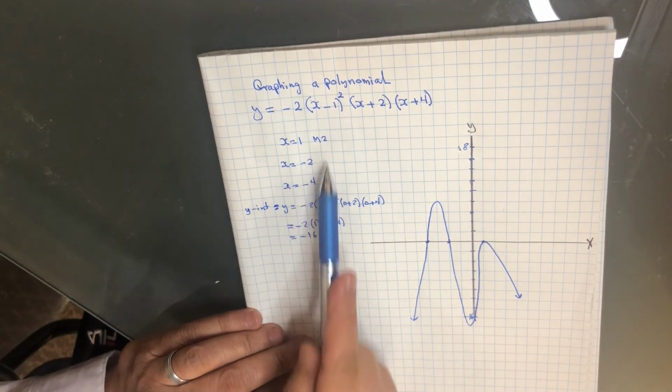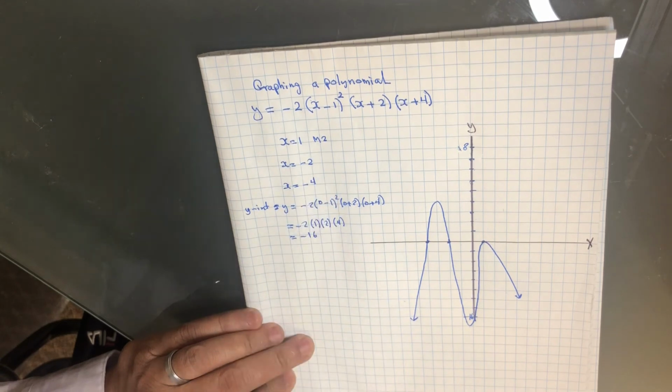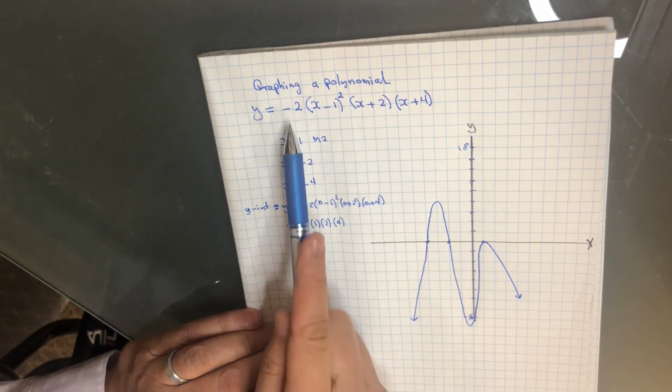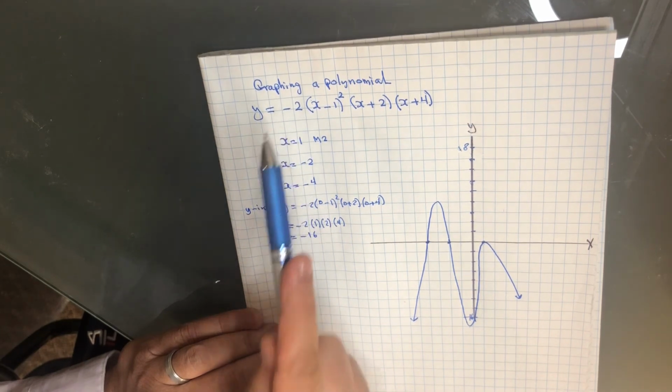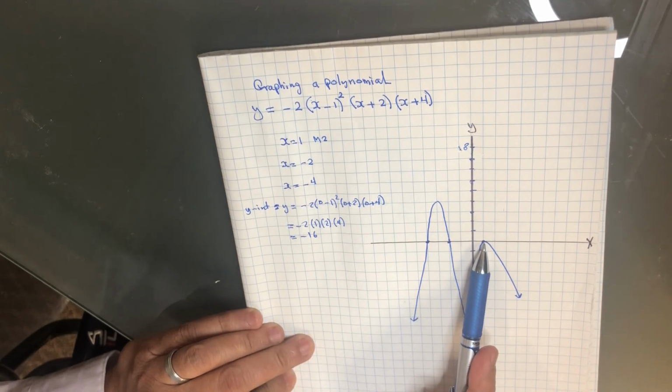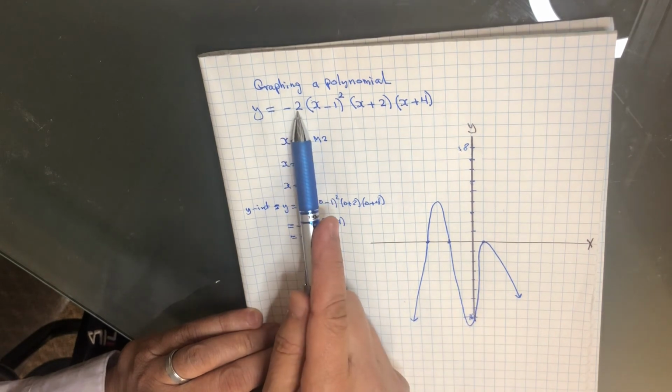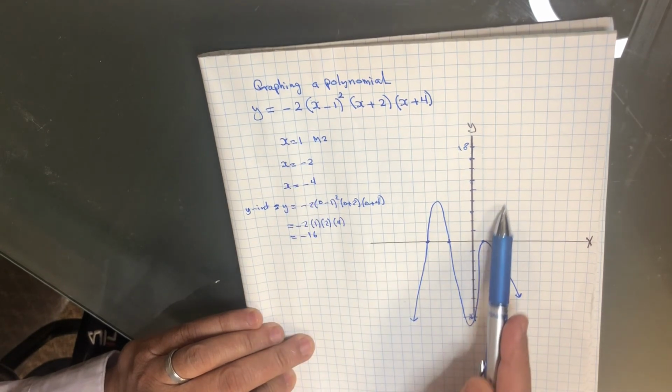If it's a multiplicity of 1, I just don't write it, but if it's a multiplicity of 2, you know you're going to bounce. So the key: look at the negative sign right here. If the leading coefficient is negative, you go to the 0 furthest to the right and you go down. If it's positive, you go to the 0 furthest to the right and you go up.